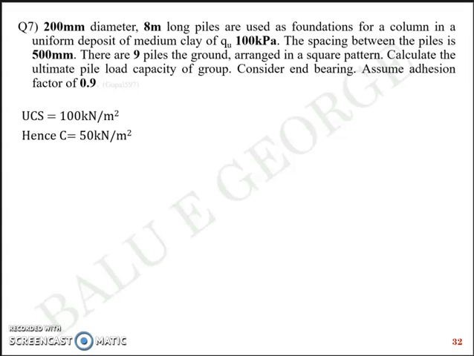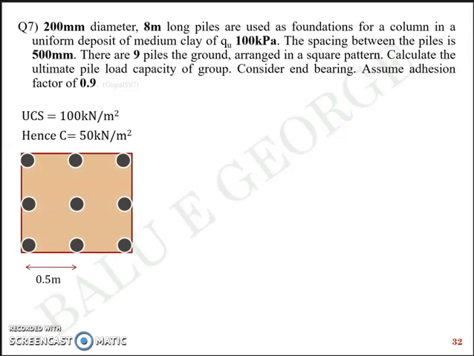Half of the UCS. And the geometry given in the question is like this: 9 piles, 3 by 3. Spacing is already given. Unlike the previous question, it's given as 0.5 meter or 500 millimeters. And the diameter is already given, 200 millimeters. The length of the pile is already given, 8 meters.